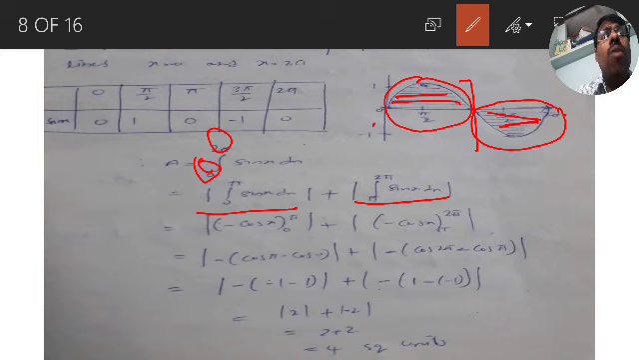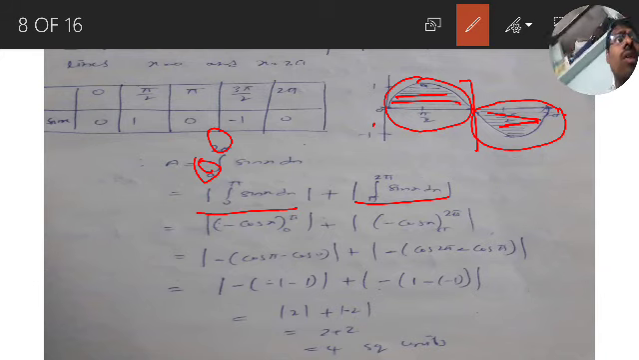What is cos 0? 1. Cos pi is minus 1, cos 2 pi is 1, cos pi is minus 1. Substitute, and you will get here minus 1, here 1 minus of minus 1. So this is 2 and this is minus 2, but the modulus of 2 is 2 and the modulus of minus 2 is also 2. 2 plus 2 you will get 4.